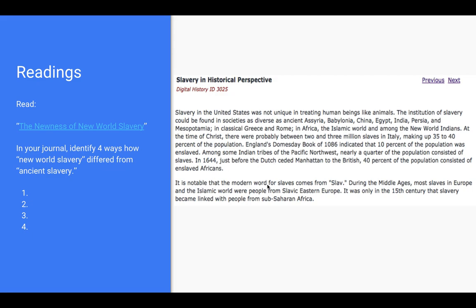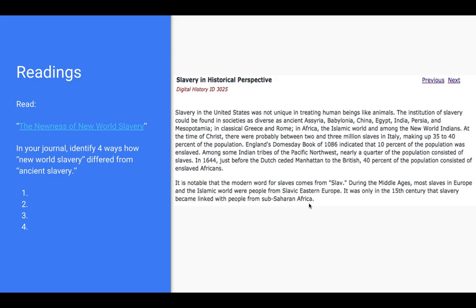It is notable that the modern word for slaves comes from Slav. During the Middle Ages, most slaves in Europe and the Islamic world were people from Slavic Eastern Europe. It was only in the 15th century that slavery became linked with people from sub-Saharan Africa.